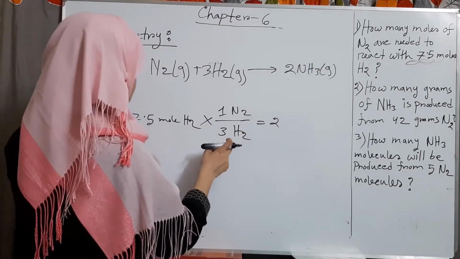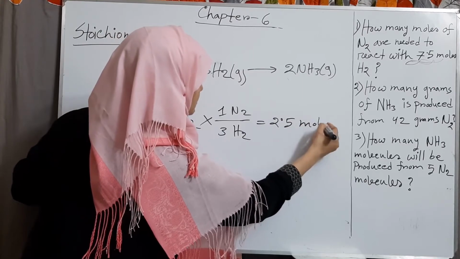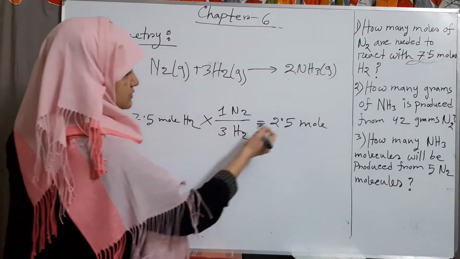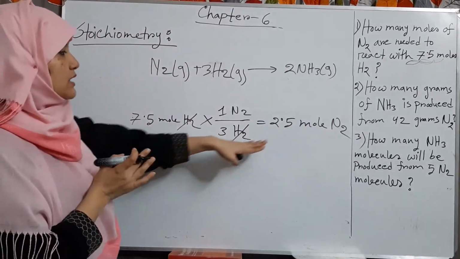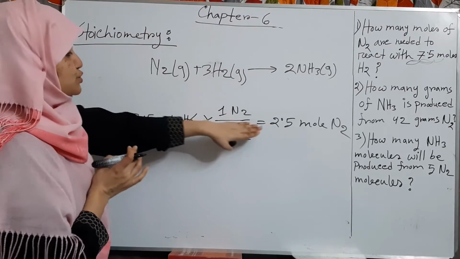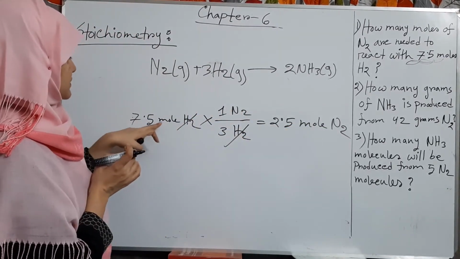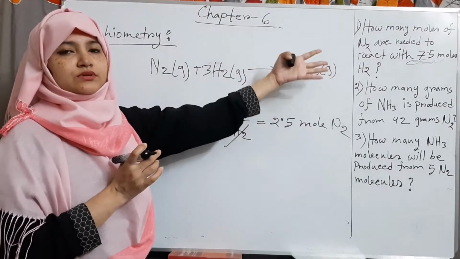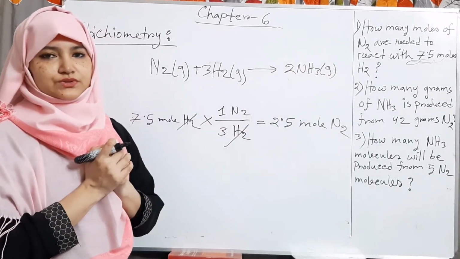We get 2.5 mole of nitrogen. That means 2.5 mole nitrogen reacts with 7.5 mole hydrogen, and then a certain amount of ammonia will be produced.